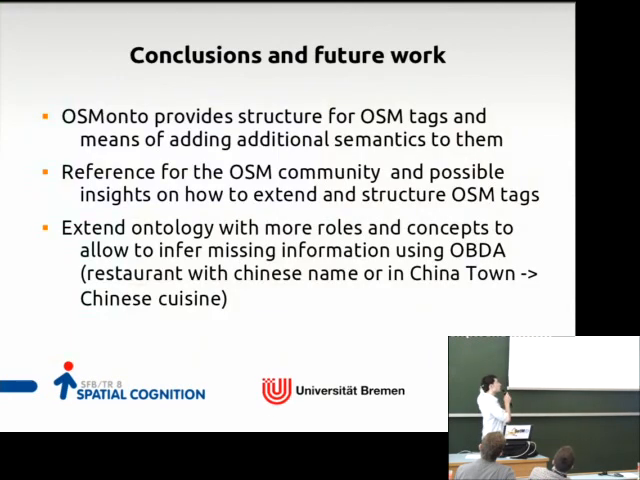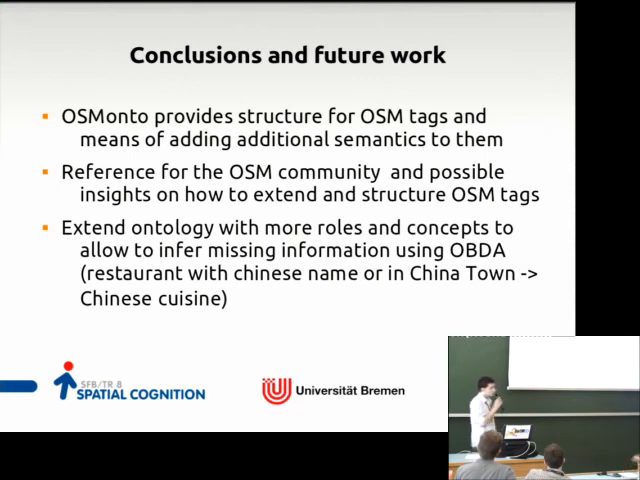Okay, here are some conclusions and future work. So what does Osmanto bring us? It provides us a structure for OpenStreetMap tags, and it makes it ready for ontology-based data access, and we can add additional semantics, which is very interesting. It could provide a reference for our community, because, as I said, we have this threshold of 100 tags, I think, and it delivers a good overview of the tags. And maybe also an idea how to structure OpenStreetMap tags or to extend them.